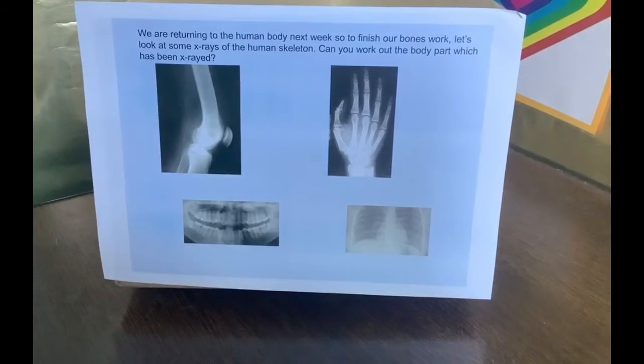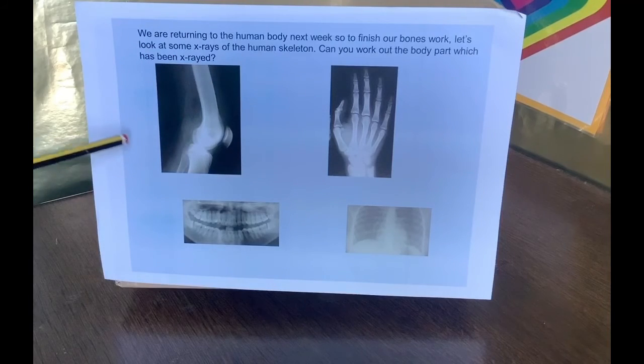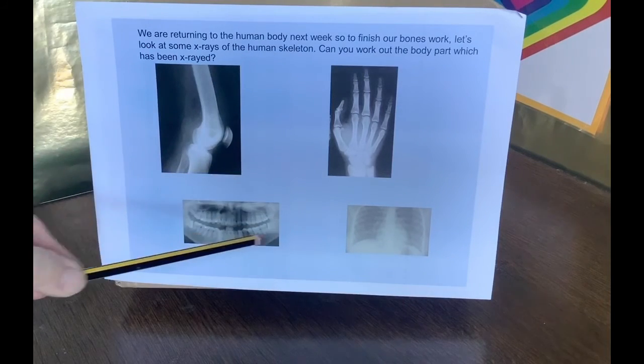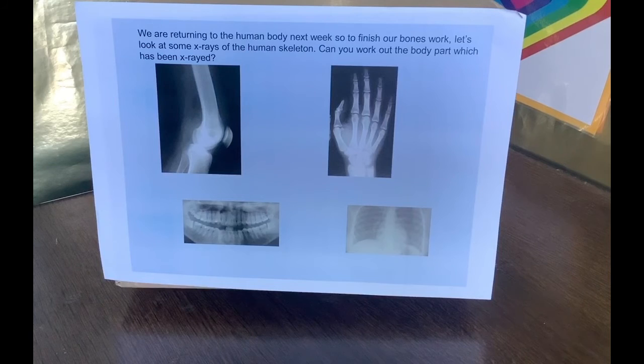As I said, we're approaching the end of the lesson now. But before we finish, I want to look a little bit at the human body, because next week we'll be returning to the human body. I wanted to show you some x-rays, because they're incredible. So these are parts of our skeleton. These are parts of the human skeleton. And I wonder if you can work out which body part has been x-rayed. I'm going to give you a little bit of thinking time, and then we'll come back and we'll reveal the answers. Look carefully.